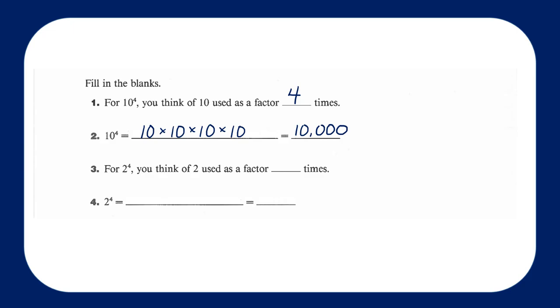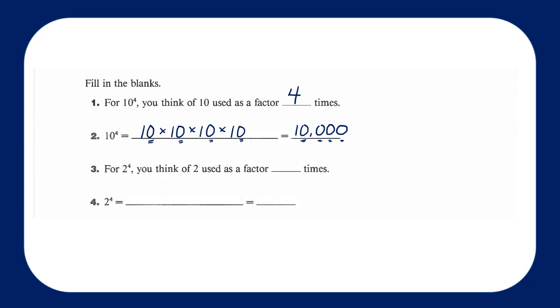I know this because when I multiply by powers of 10, I can count the number of zeros. There are 4 zeros and 4 zeros. This is a shortcut that only works for the powers of 10.